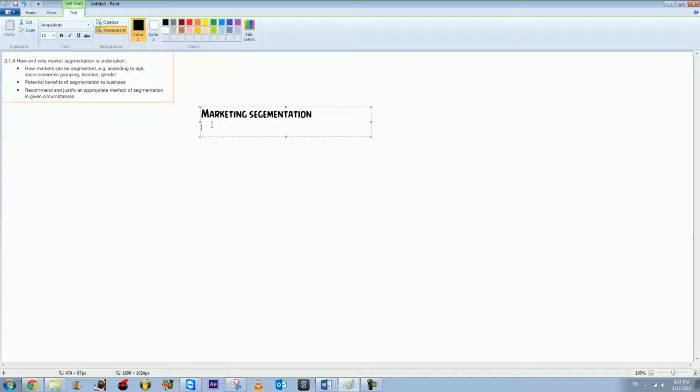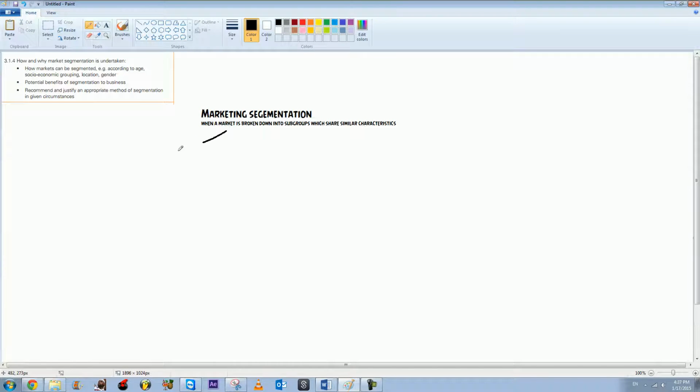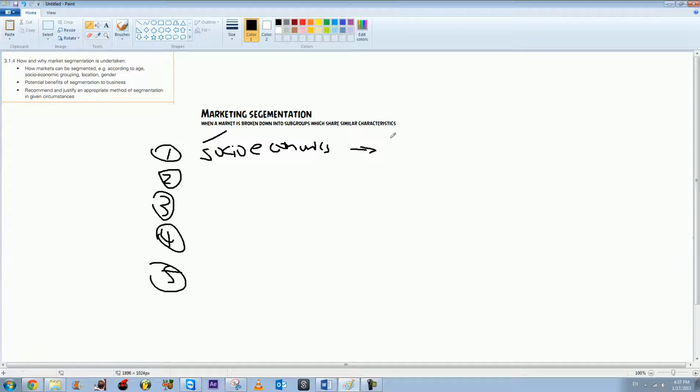Market segmentation is when a market is broken down into subgroups, which I'll explain later on, which share similar characteristics. There are lots of different subgroups, for example socio-economic groups. This is another word for income, basically.